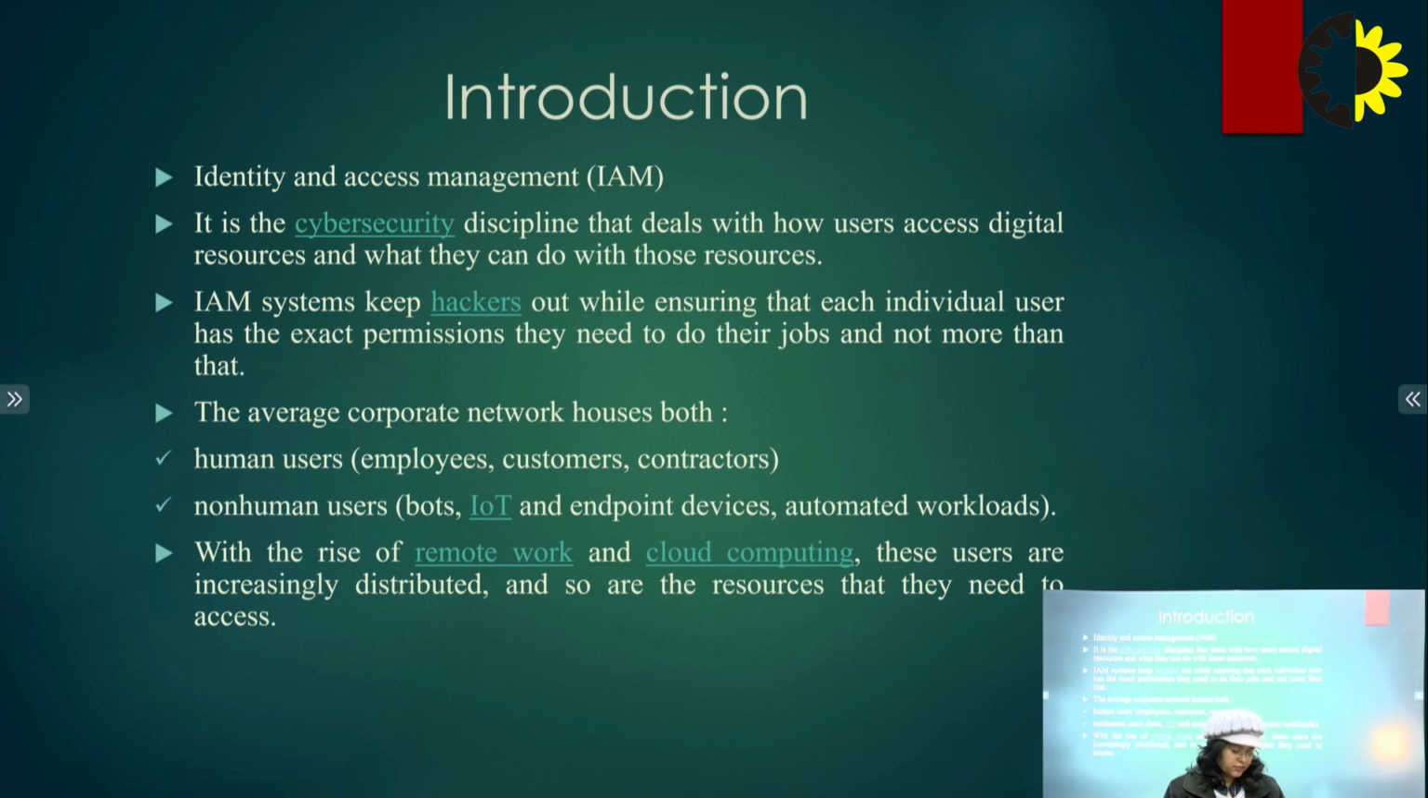We can take an example: any company has different types of users. We can divide these users into two categories. First is human users and second is non-human users. Human users are persons like employees, customers, and contractors. Non-human users are those which can access resources, like bots, IoT devices, endpoint devices, and automated workloads. These human and non-human users access the resources. So how can we control these users using IAM?